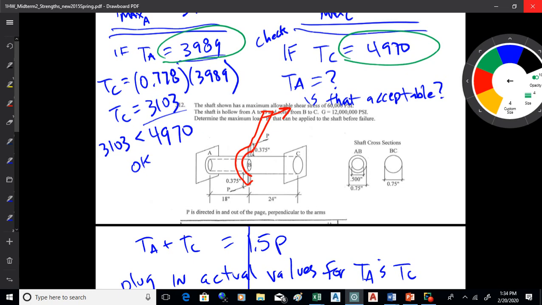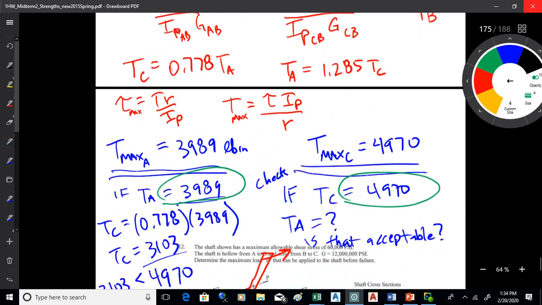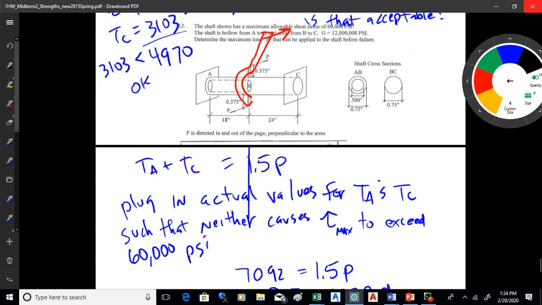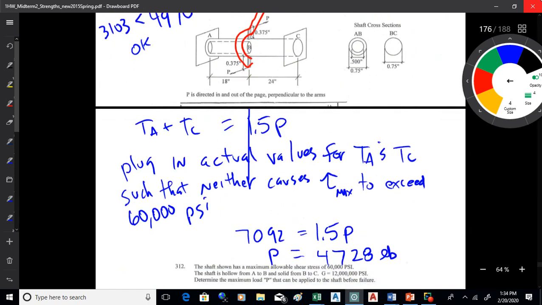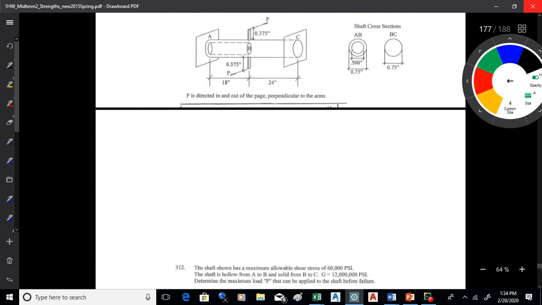Plus you have the bit with the couple in there too, that the torsion is 1.5 times whatever the load P is. Okay. So we good with that? Okay.